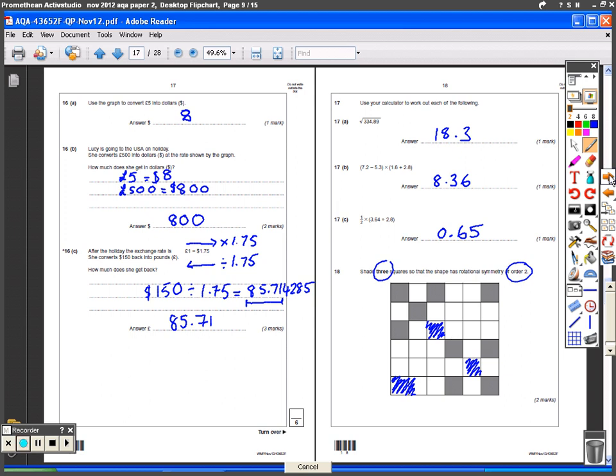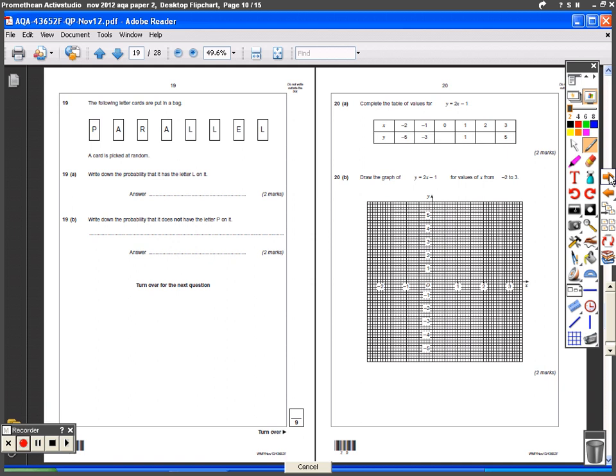Okay, question 19. The following letter cards are put into a bag. A card is picked out at random. Write down the probability that the letter L is on it. The easiest way to do this for the probability is give the fraction. So we need to count how many letters have an L on it. So that's 1, 2, 3 cards have the letter L on it. And then the probability is how many would it be out of in total. So if I count 1, 2, 3, 4, 5, 6, 7, that gives me 8 cards. So the chance of an L being picked out is 3 out of 8.